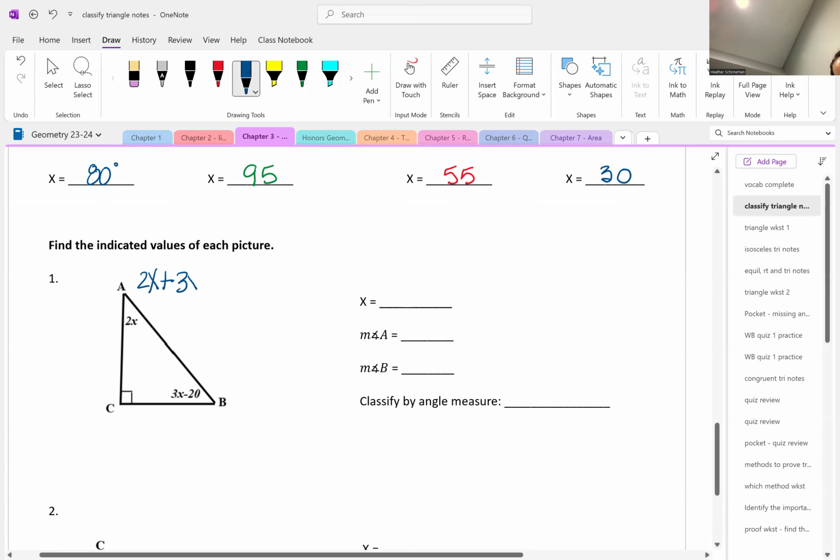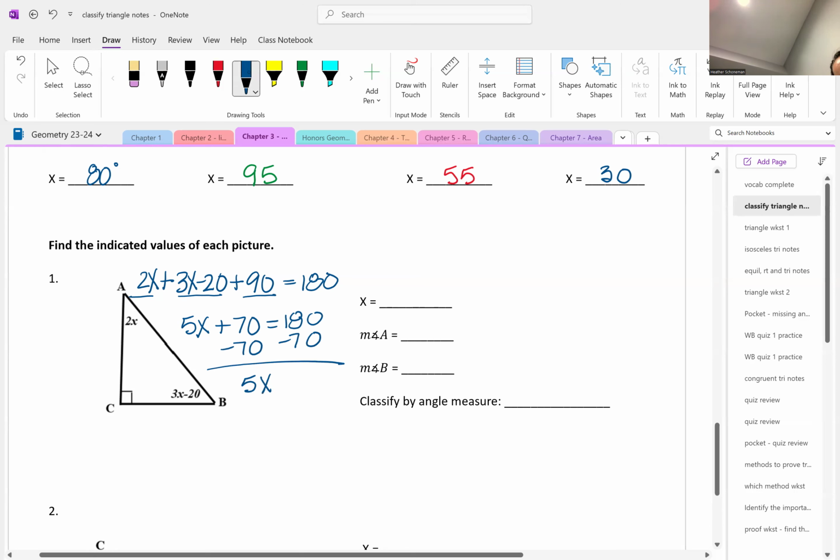Okay, 2x plus 3x minus 20 plus 90, because remember we have to add 1, 2, 3 angles, all three add to 180. Combine like terms: 2x and 3x would be 5x, and negative 20 and 90 would be 70, equals 180. So we'll subtract 70 from both sides. So I get 5x equals 110. And 110 divided by 5 gives me x is 22.